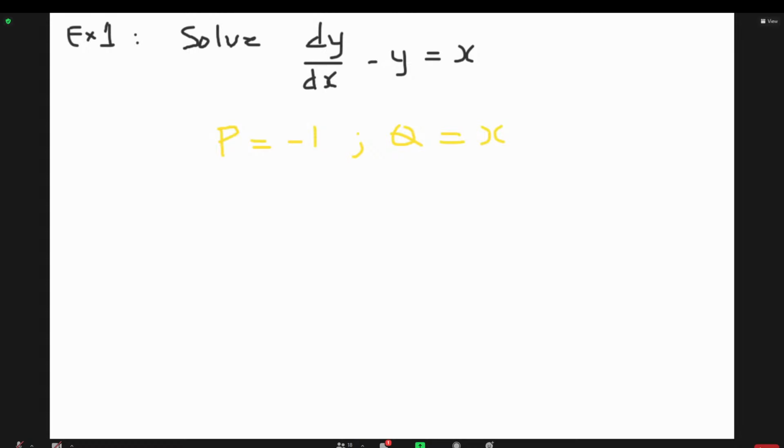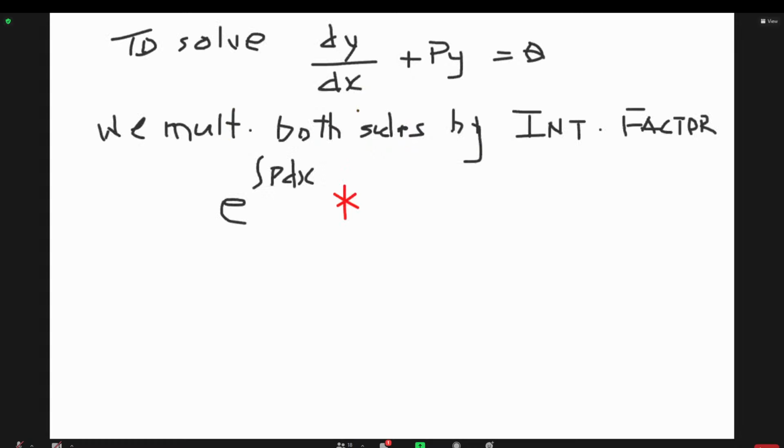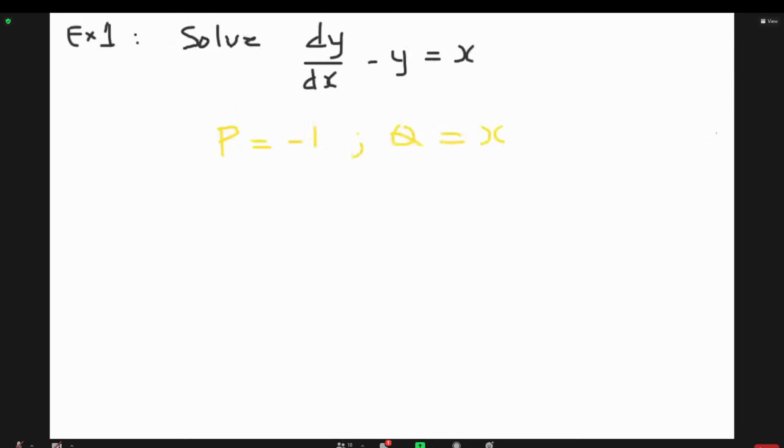All right. Okay. So once we do that, remember this is our integrating factor here. Good. All right. So the integrating factor is e to the integral of p, which is minus 1, dx. Okay?